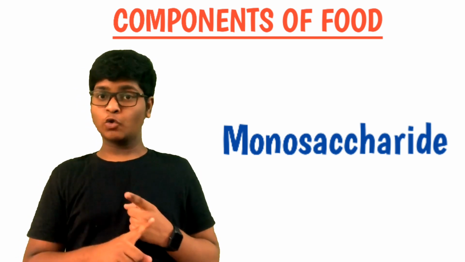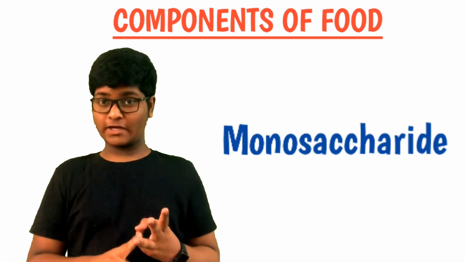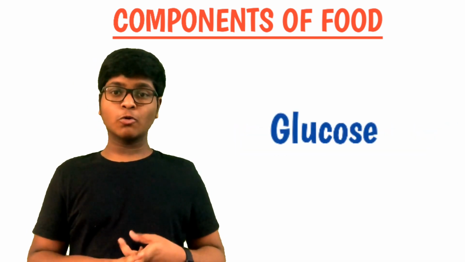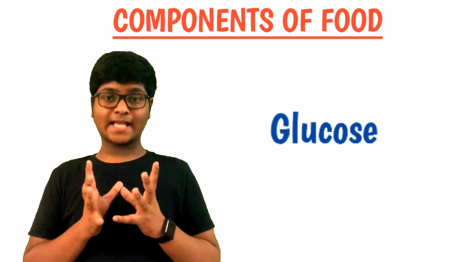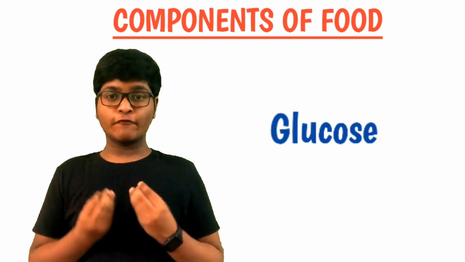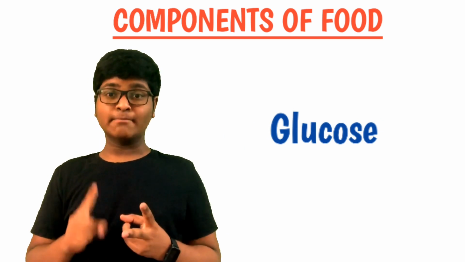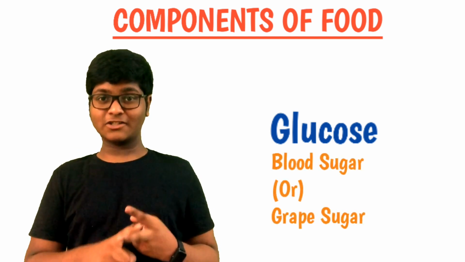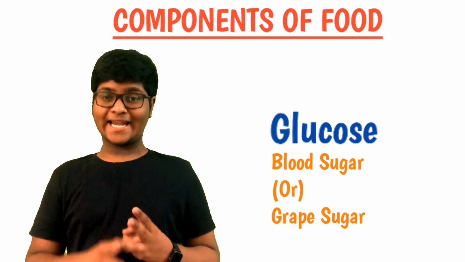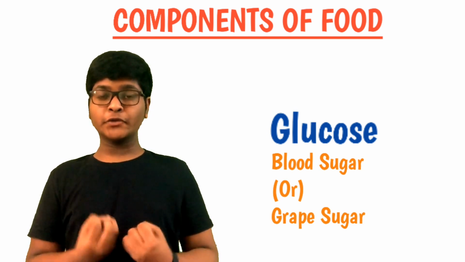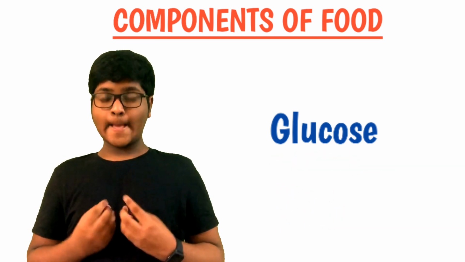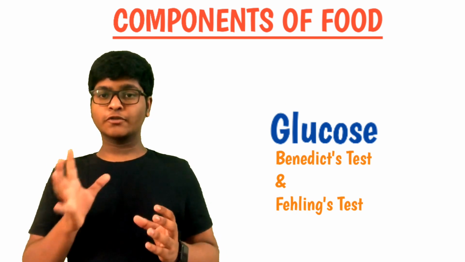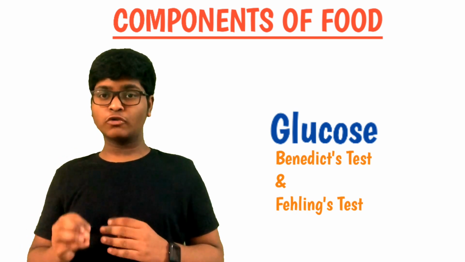Examples could be glucose, fructose, deoxyribose, and ribose. Let us learn about glucose. Glucose is the substance that is synthesized during the process of photosynthesis, and this is an immediate source of energy. Hence, this is also known as blood sugar or grape sugar, and this is the cellular fuel of our body. Benedict's test and Fehling's test can be used to test the presence of glucose in urine.